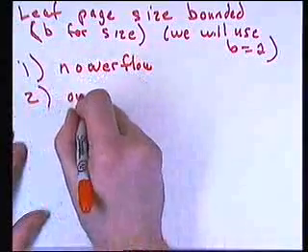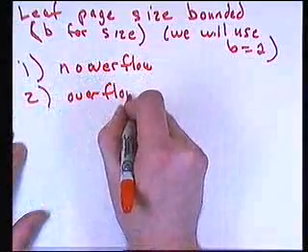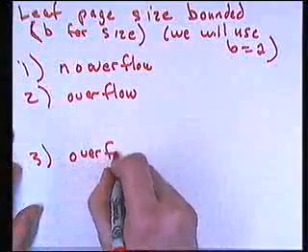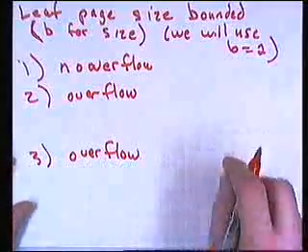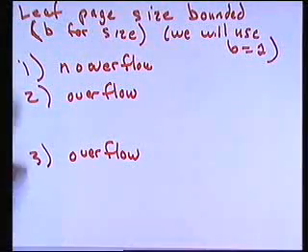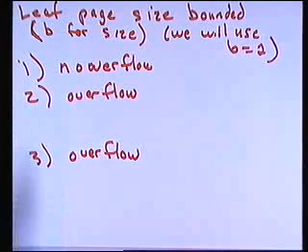2 is going to be overflow, and 3 will be an overflow case. So we'll deal with 2 and 3 in just a moment. But those will be our 3 possibilities. It'll be like the B tree remove, where there were 2 different kinds of underflow cases. Likewise here, there's 2 different kinds of overflow cases. But the first case is no overflow.